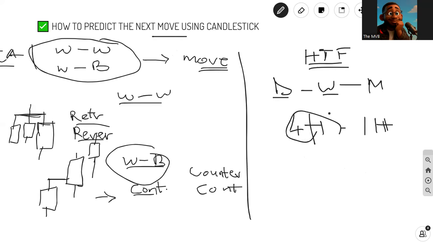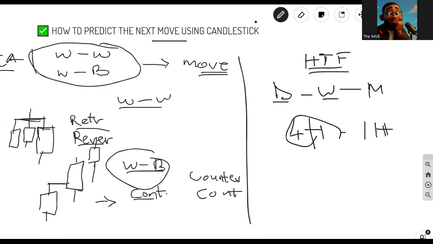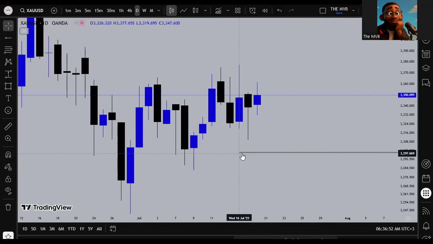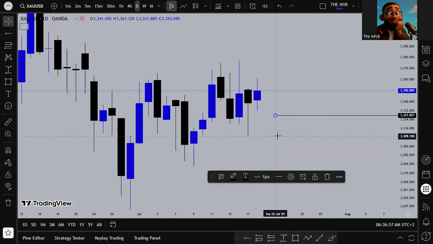So this is how I predict the next move. So for those who are asking how I predict the next move, this is how I trade. Now, let me go to the chart and show you some examples of how this works, and then you can do your own backtesting to see how it works for you. Okay, so let's go to the chart now and see some different examples.